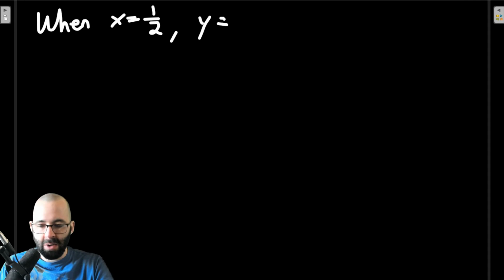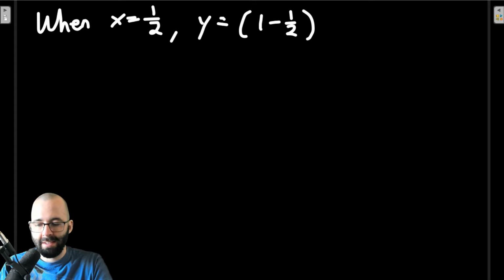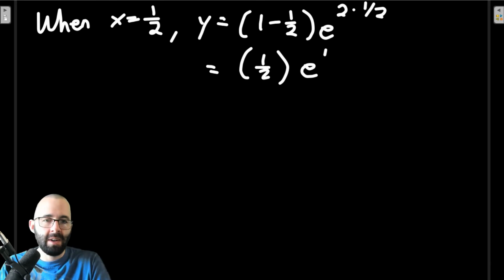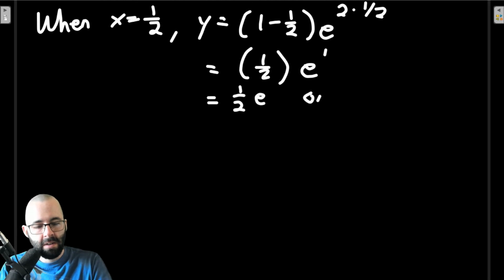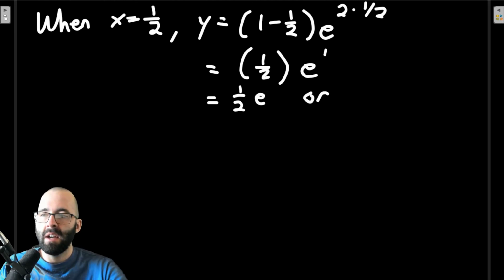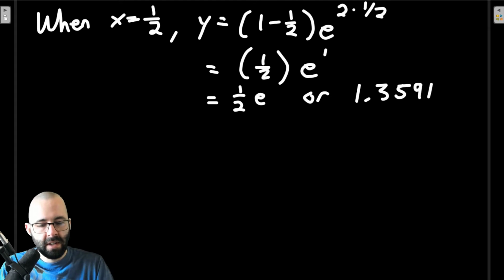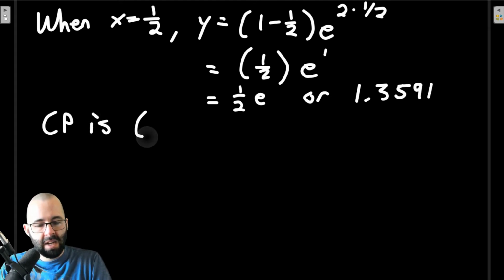All right, so we're going to get y is equal to, I already forgot the function, 1 minus x times e to the 2x. And that simplifies kind of nice. 1 minus 1/2 is just 1/2. 2 times 1/2 is just 1. Okay. We get e over 2, or 1/2 e. Type that into a calculator, and you should get 1.3591. So our critical point is when x is equal to 1/2 and y is equal to 1/2 e.